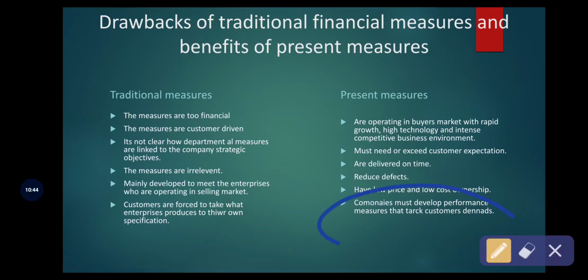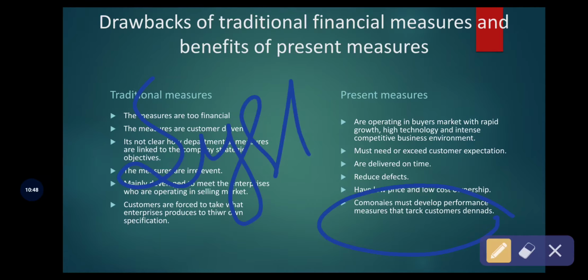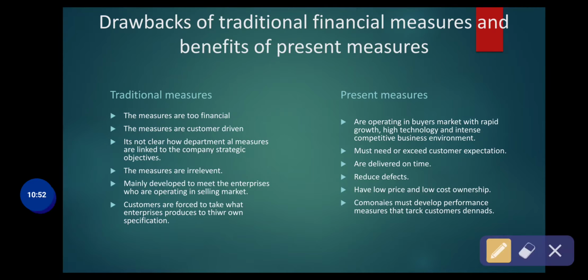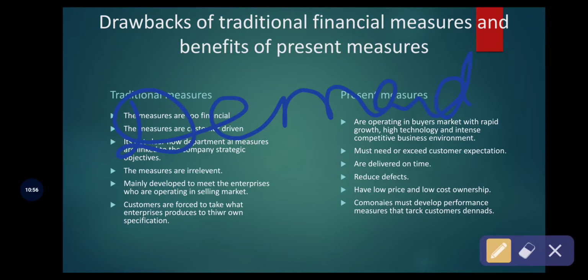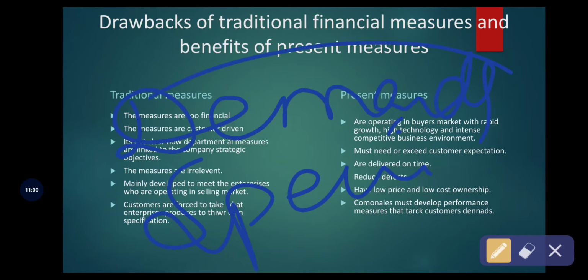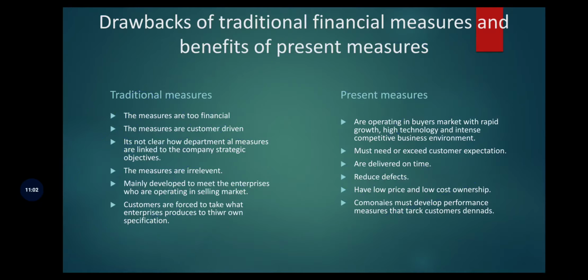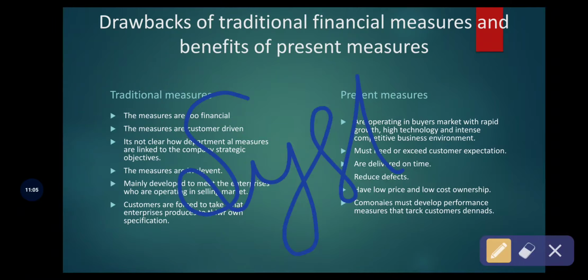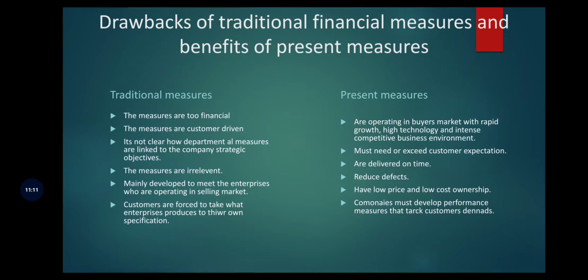So the last thing is the company must develop one system which can track the customers' demands. What are the demands, what are the specifications needed by the customers? To know this, the present measures must develop one system which can track the needs of the customer. So this is the difference we can see between the traditional measures and the present measures.